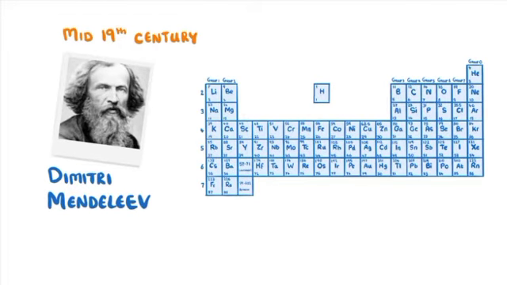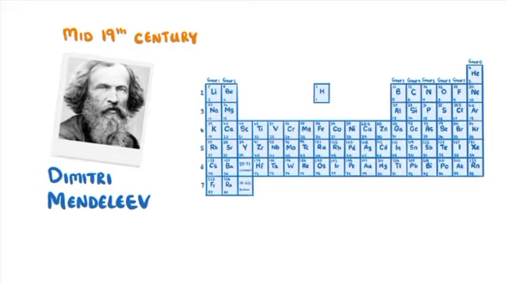Dmitry Mendeleev was a Russian chemist and inventor, and back in the mid-19th century, he devised the periodic table, which organized all of the known elements. In fact, when he made it, it even predicted new elements that we hadn't discovered yet. As we saw in our video on elements, everything in the universe is created from different combinations of the elements in this table.